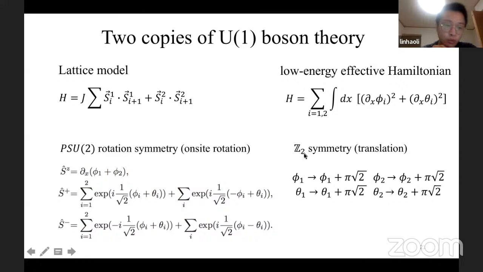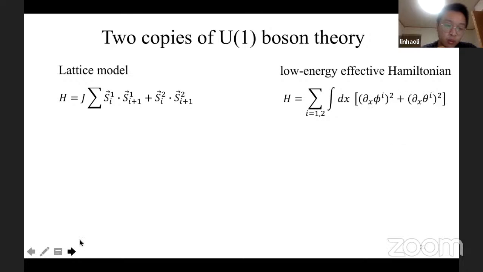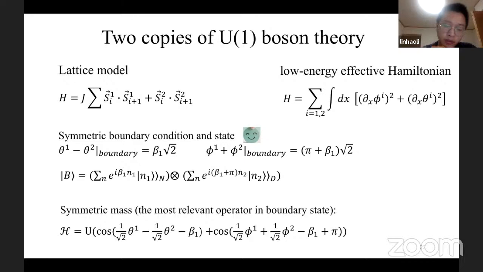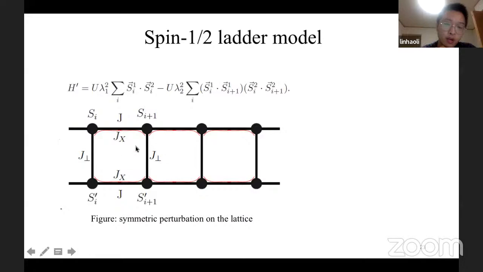Now, to construct a symmetric boundary condition, we need to consider the generators of the PSU(2) rotation. So these generators should act on the symmetric boundary state as the zero operators. Following this idea, we found a symmetric boundary state and the corresponding boundary condition. And more interestingly, we also construct a symmetric mass generation from the most relevant operators of the boundary state. On the lattice, this mass generation can be realized as a spin-1/2 ladder interaction.